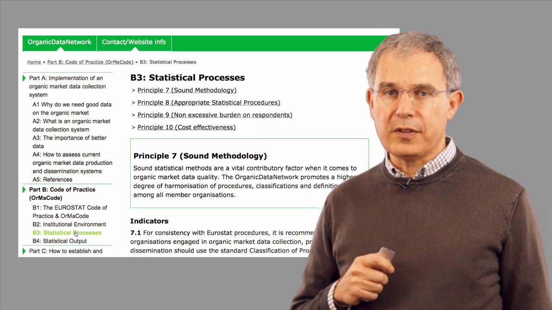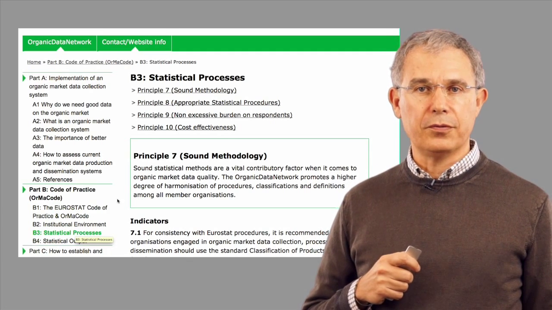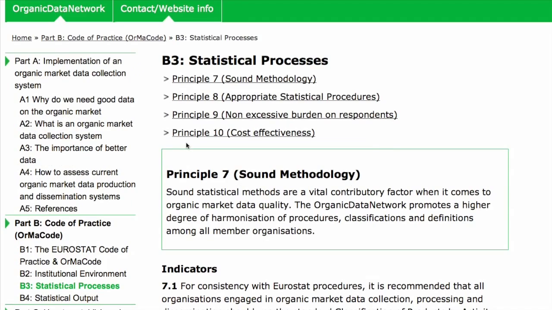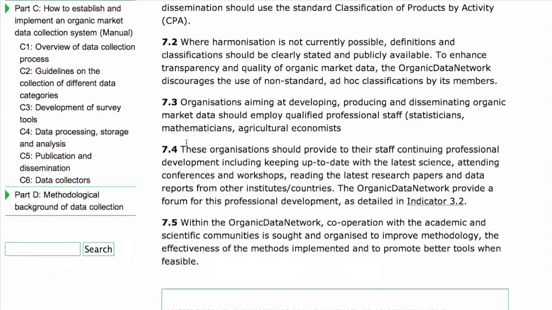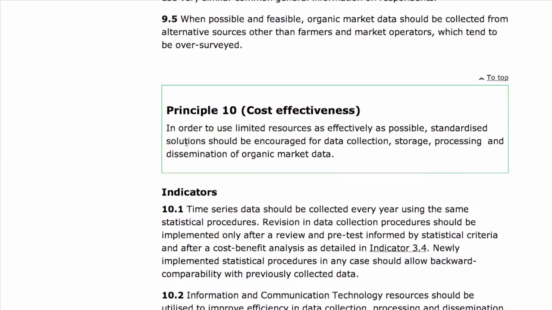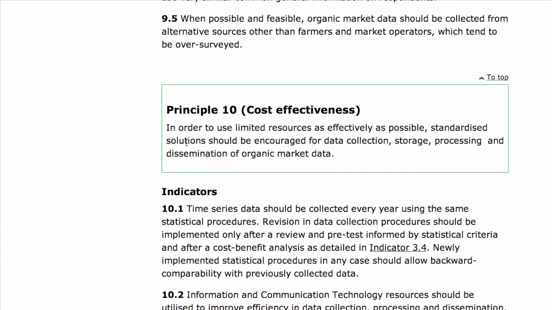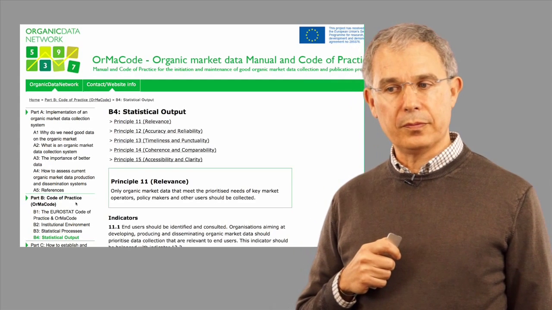The second subsection is about the statistical processes for data collection. We talk about the sound methodology and how to evaluate this. We talk about appropriate statistical procedures and how to be cost-effective when collecting data. The final subsection is about statistical output.